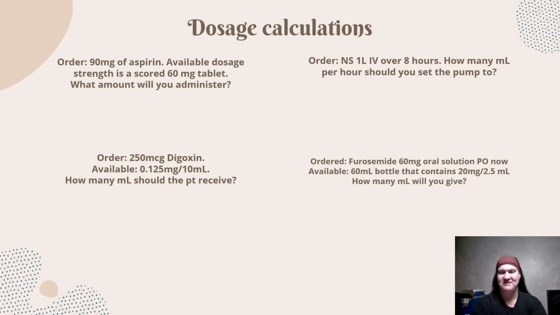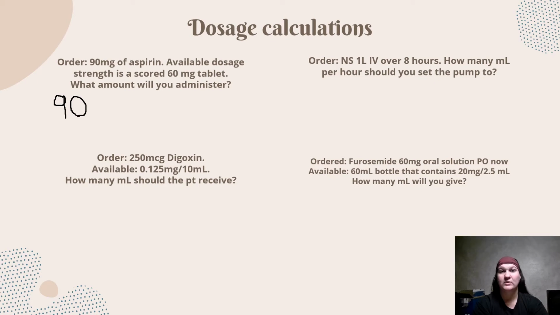Practice questions. Moving on. Okay, so you have 90 milligrams of aspirin. The available dosage strength is a scored 60 milligram tablet. What amount will you administer? With dosage calc questions, you always have desired over have. So we look at this question, what is desired? What do we want to give this patient? Well, the order is for 90 milligrams. We have 90 desired.